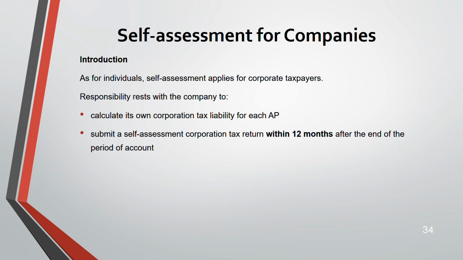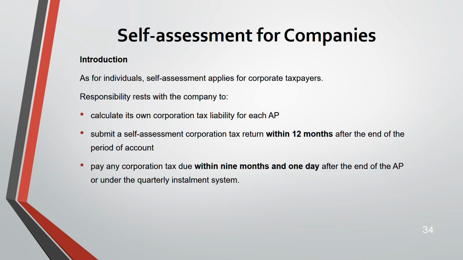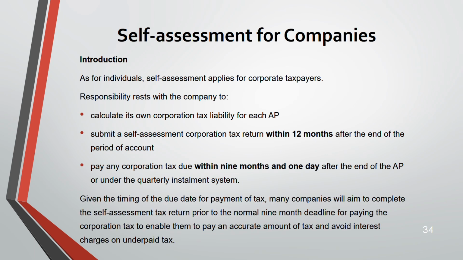They have to submit, within 12 months after the end of the period of account, a self-assessment corporation tax return. They have to pay any corporation tax within 9 months and 1 day after the end of the accounting period, or under the quarterly installment system. So given the timing of the due date for payment of tax, many companies will aim to complete the self-assessment tax return before the normal 9-month deadline for paying the corporation tax, so that they can pay an accurate tax and avoid interest charges on underpaid tax.